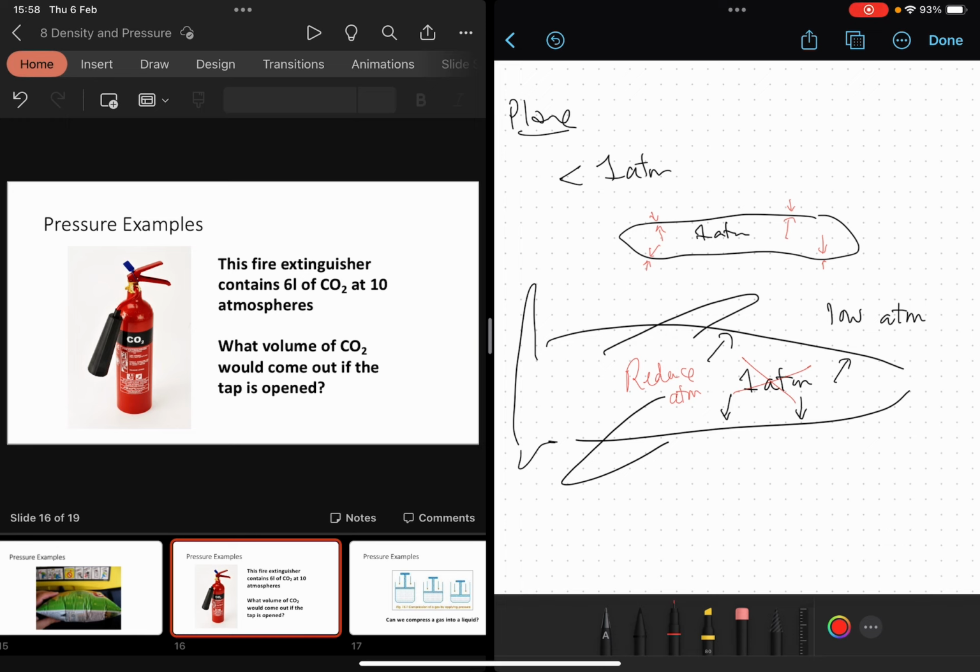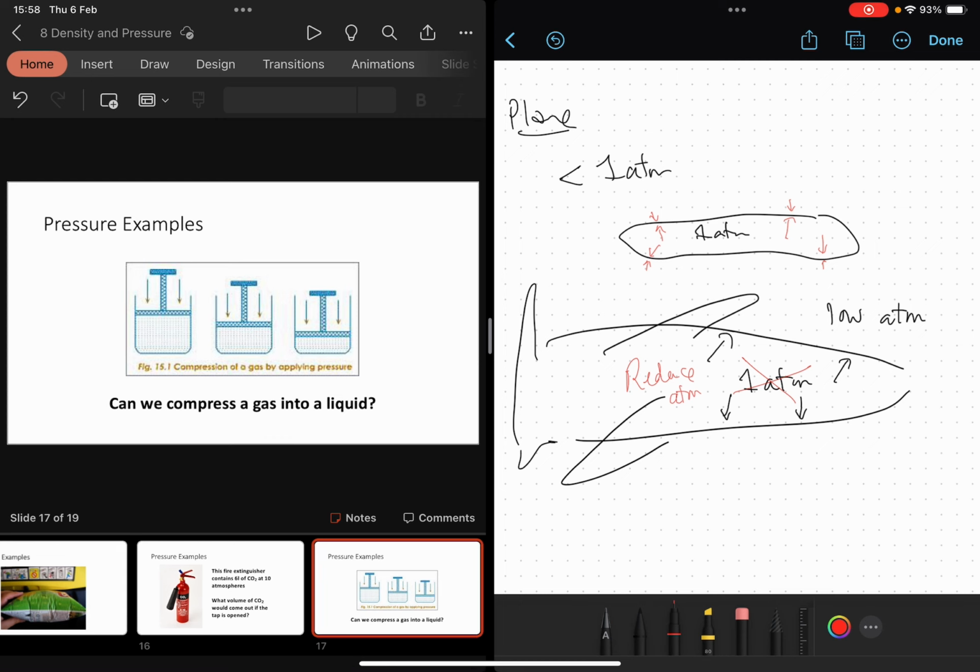So actually only 9 atmospheres of CO2 leave the fire extinguisher, leaving you with 1 atmosphere inside, which is the same as the atmospheric pressure in the room. So in other words, when you release a canister that's under pressure, the pressure falls until it reaches the same value as the room that it is in. At which point there's the same pressure inside and outside of that canister, and so the gas neither moves in nor moves out.